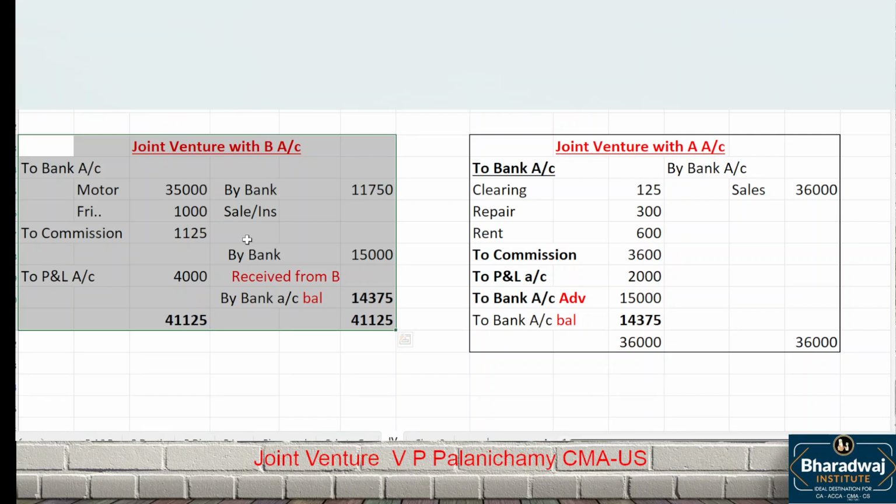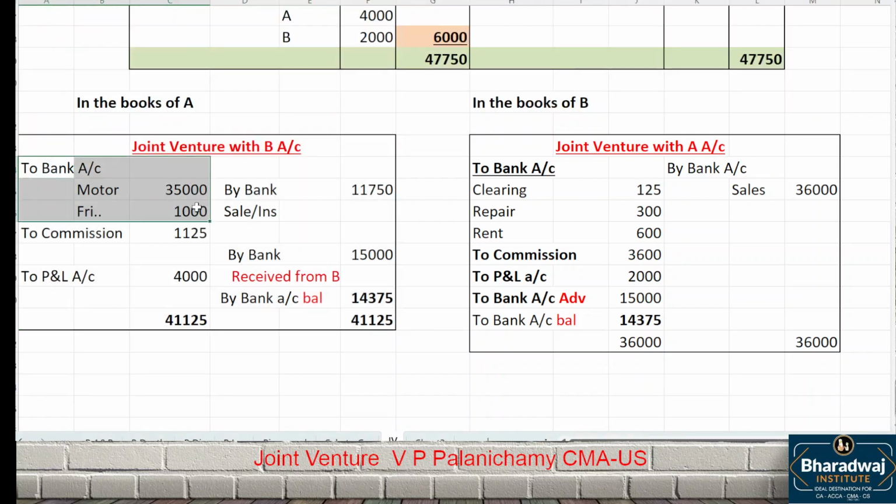I repeat, listen, 1 minute. To bank account, A will record only whose transaction? A's transaction. To bank account, commission, profit share. B, by bank account for the sales and other things collected. Then by bank account for the advance money received from B. The balance money will be received. The balancing figure will be settled by the other party.